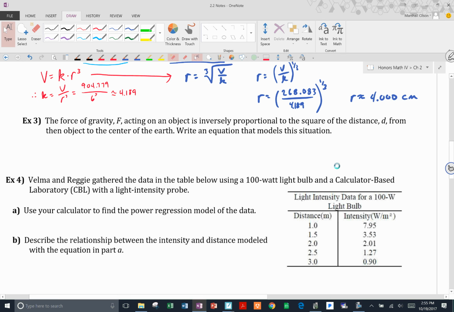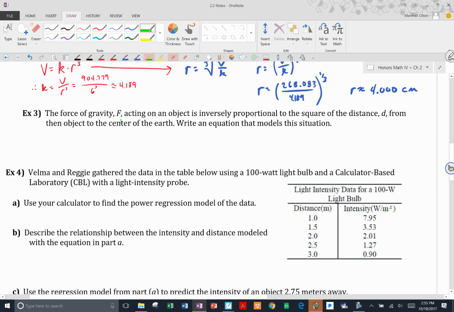Okay, next one. Force of gravity on an object is inversely proportional to the square of the distance from the center of the Earth. So I'm just going to highlight the important parts here for writing our equation. F is inversely proportional to the square of d.